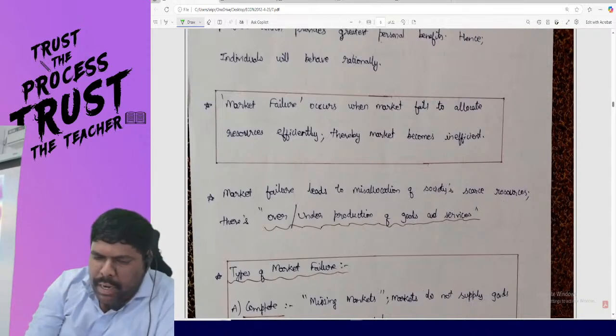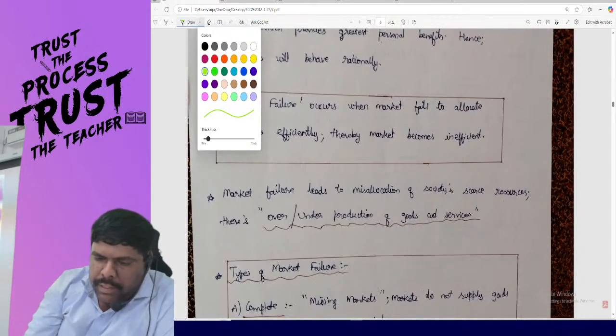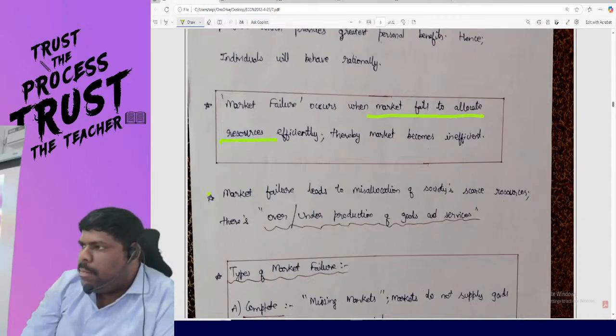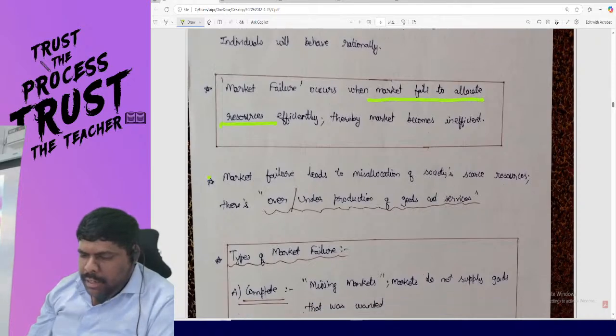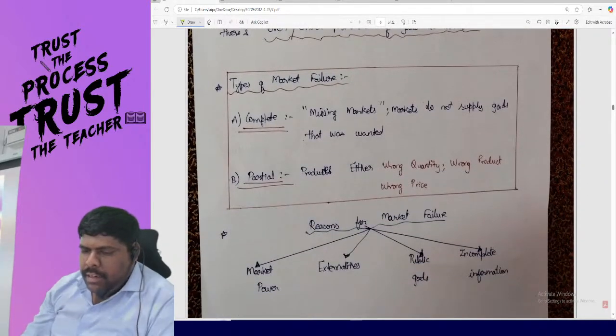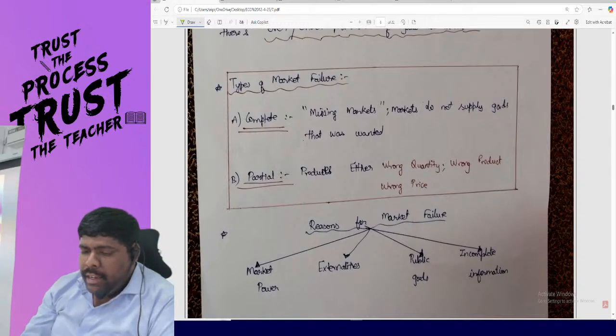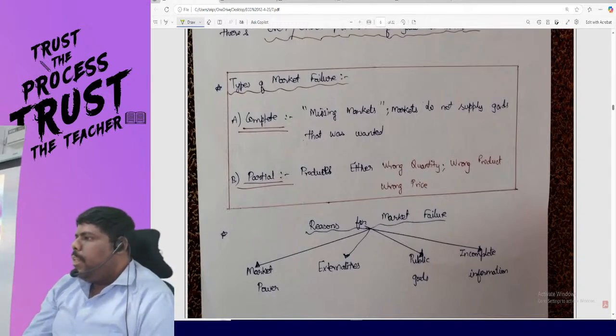Look, what does the term market failure refer to? It is nothing but when the market fails to allocate the resources. Now listen, there are two major types: complete market failure and partial market failure. Complete market failure is very simple. Just take this example.